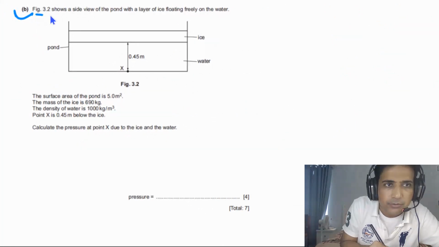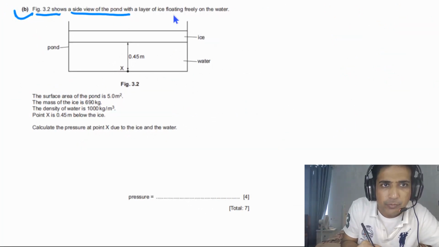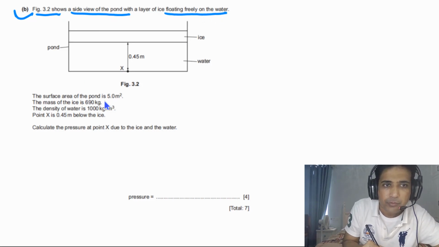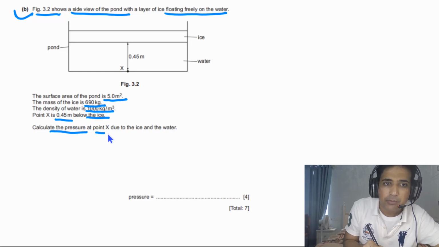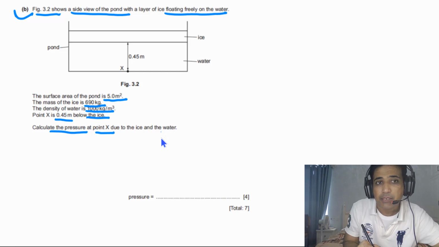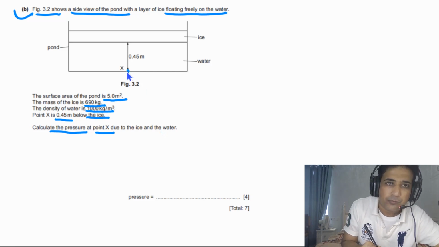Part B says figure 3.2 shows a side view of the pond with a layer of ice floating on the water. The surface area of the pond is 5.0 meters squared and the mass of the ice is 690 kg. The density of water is 1000 kg per cubic meter and point X is 0.45 meters below the ice. Calculate the pressure at point X due to the ice and water. So we need to find the value of P at this point.